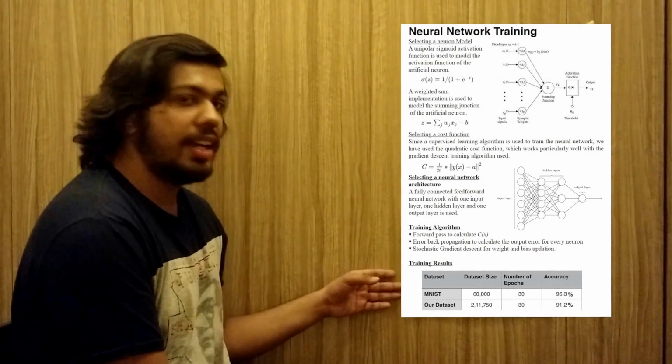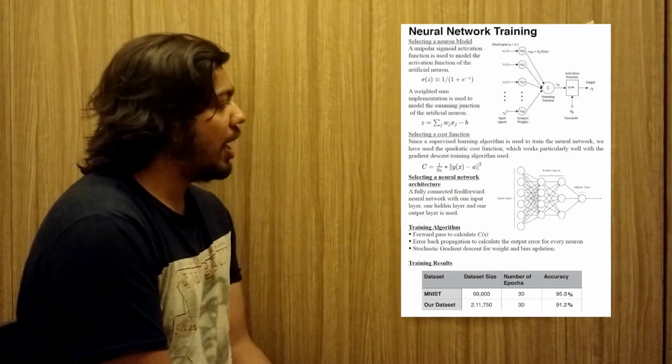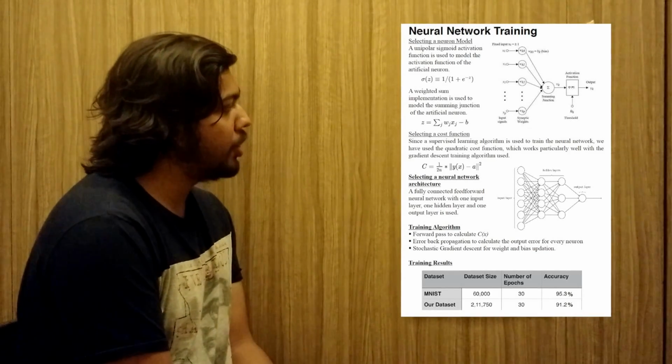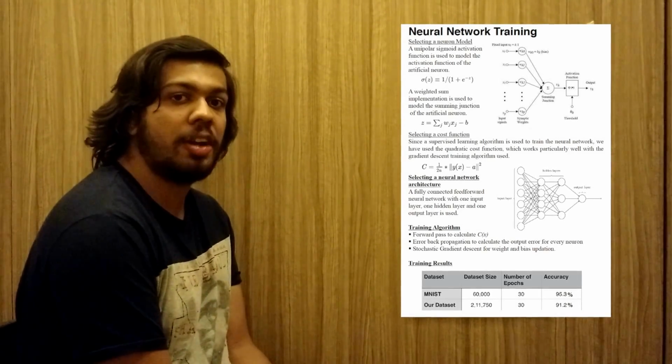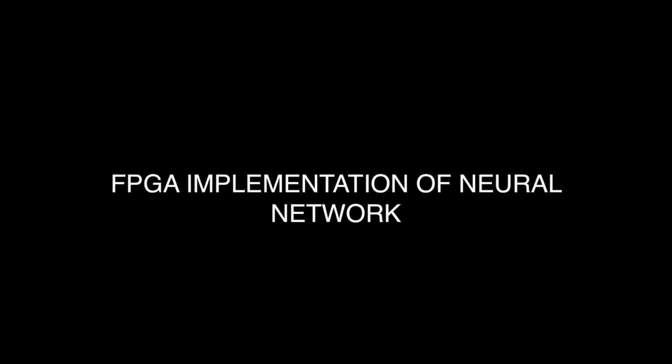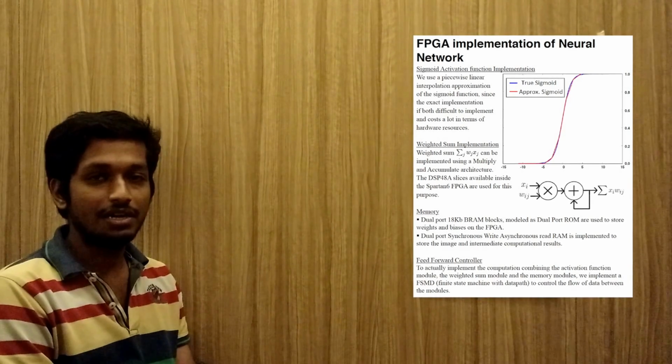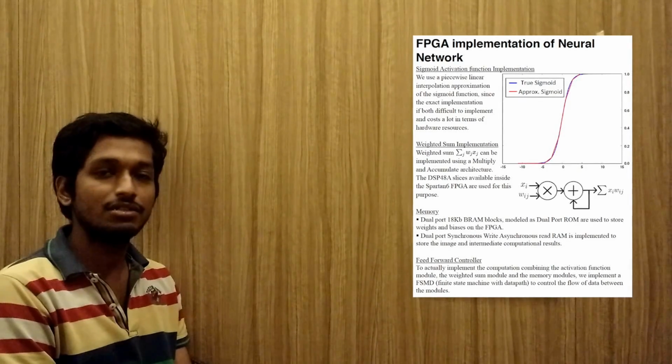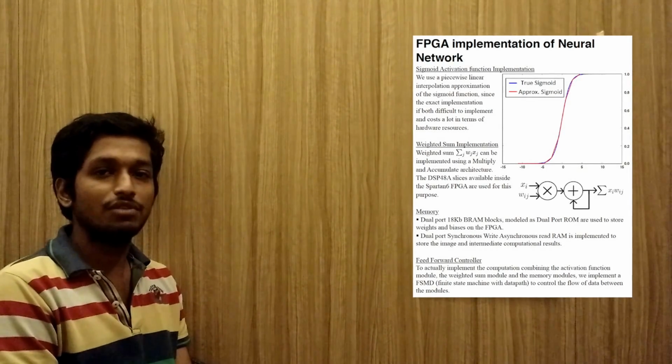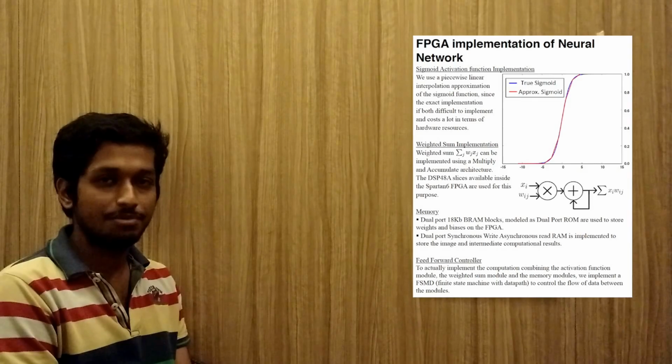As can be seen here, using the neural network architecture we selected, we were able to obtain an accuracy of up to 91%. Now that the network is trained, it can be used to classify characters on an FPGA. Several parts of the neuron model were implemented on the FPGA.